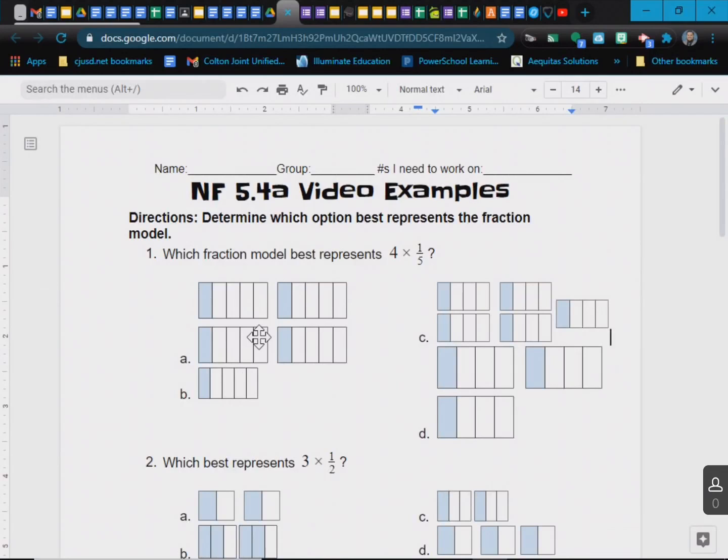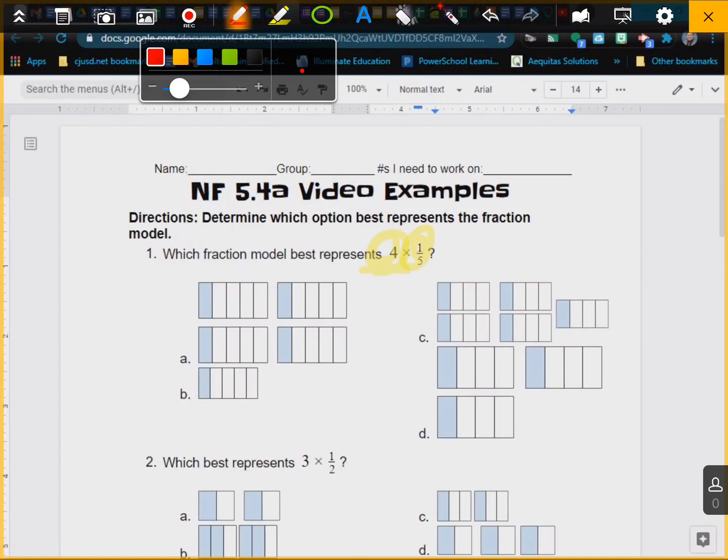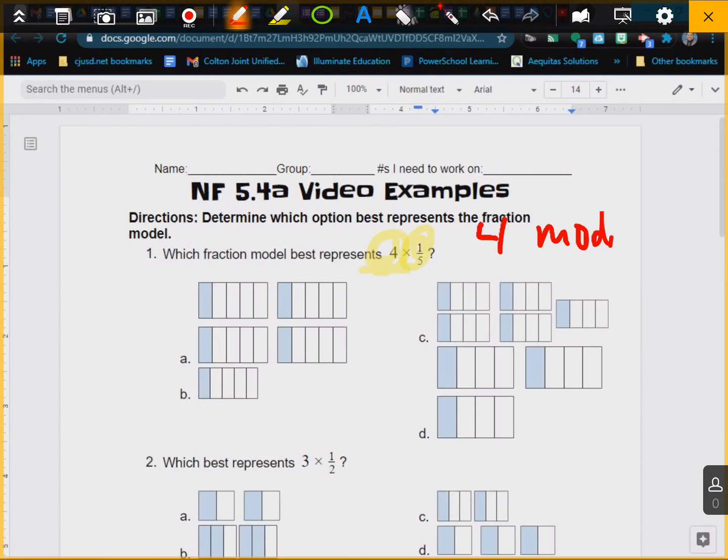So number 1 says, which fraction model best represents 4 times 1 over 5? So the numbers that we're looking at here are 4 and 1 over 5, okay? So it should be 4 actual models, right? And each one should have 1/5, right? So one should be shaded, and 5 total. Okay, let's put total. So looking at this, which one shows only 4 models?